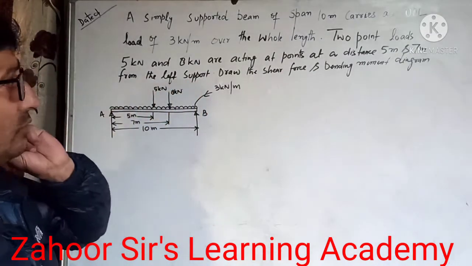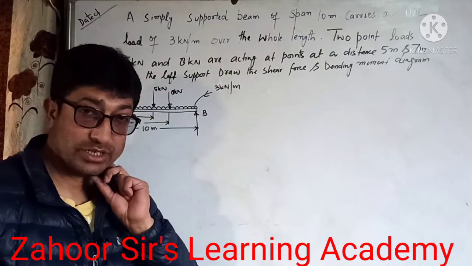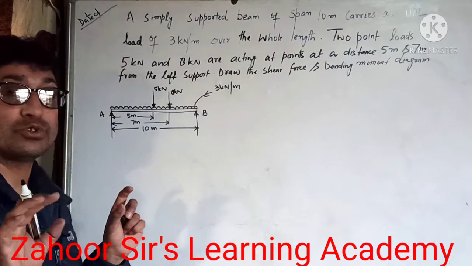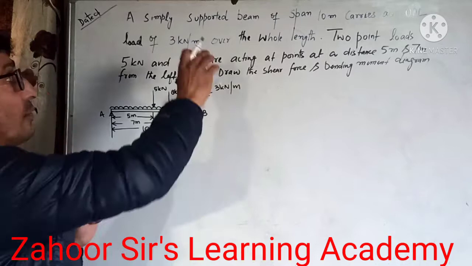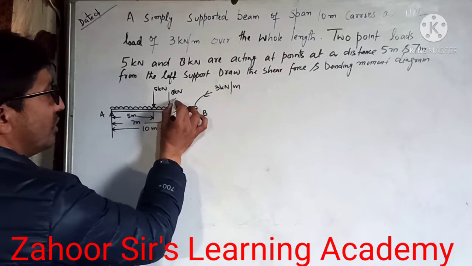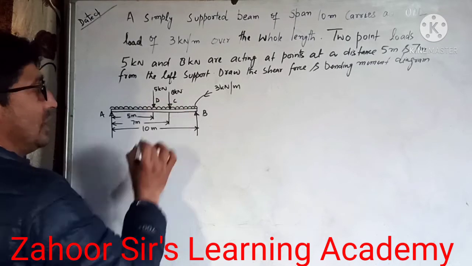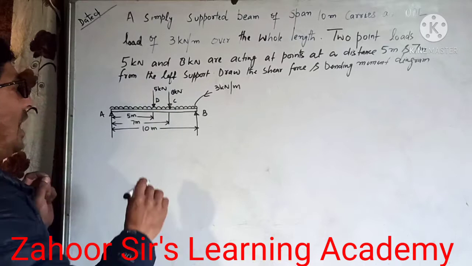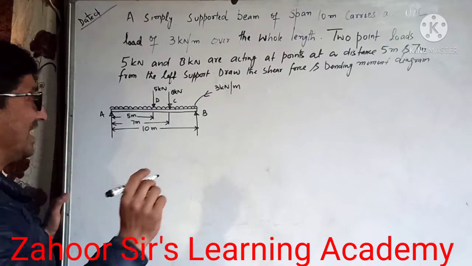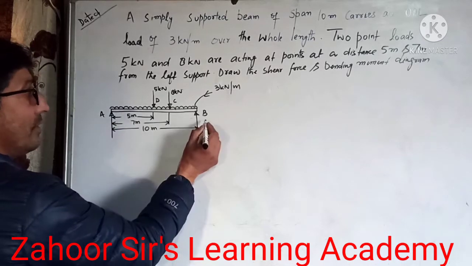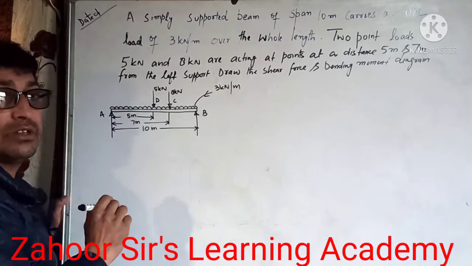And what we have to do is draw the SF and BM diagram as we did in the previous cases. So this is how the loading diagram has to be drawn first from the numerical, and this is A and this is B. Let's call this point C and this point D. This is the notation we have given to the various points, and as I said in the previous case, these two loads at A and B are the reactions.